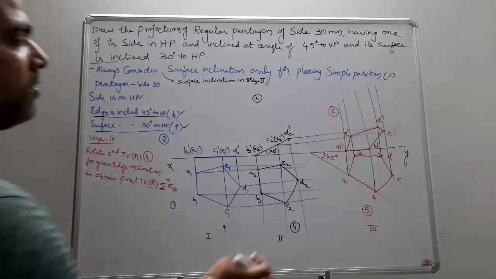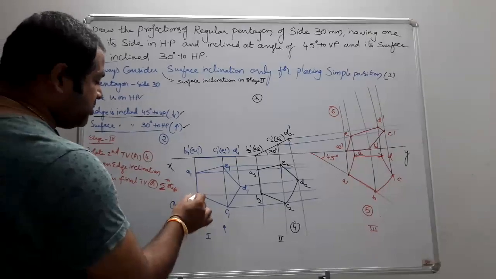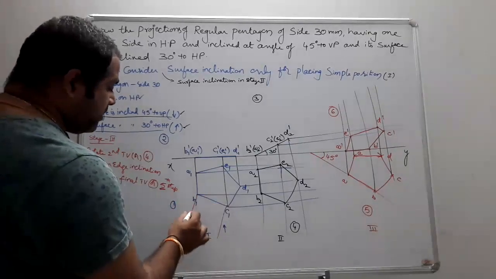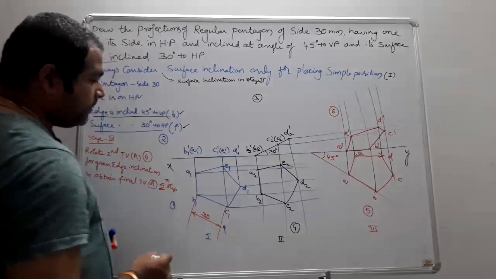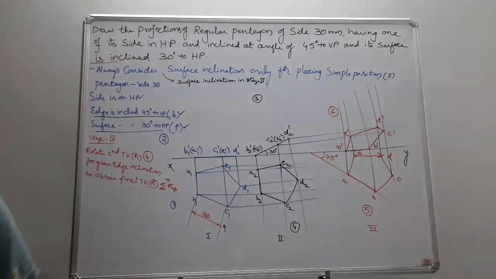Okay. And we just had to represent the dimension of the given pentagon in the first stage. That is, the given side is 30. Students, is it clear now? Students, is it clear?